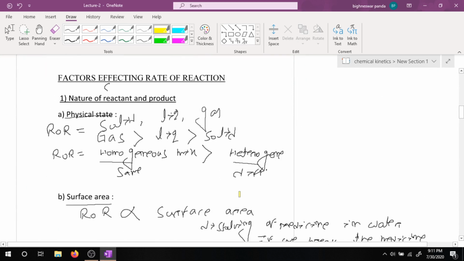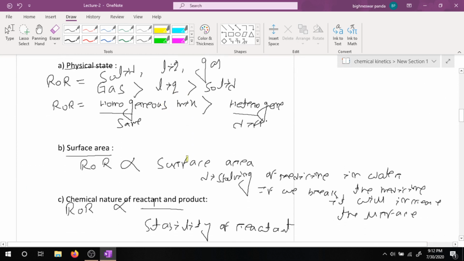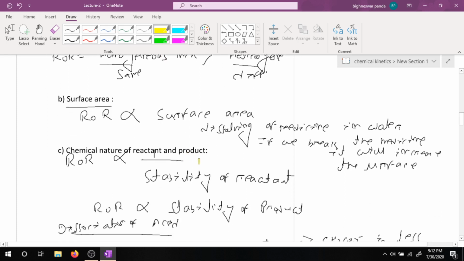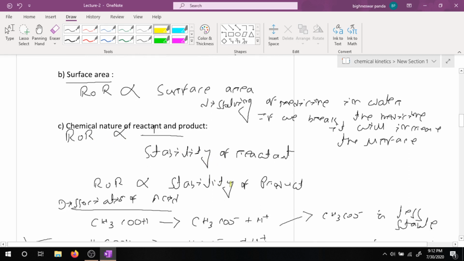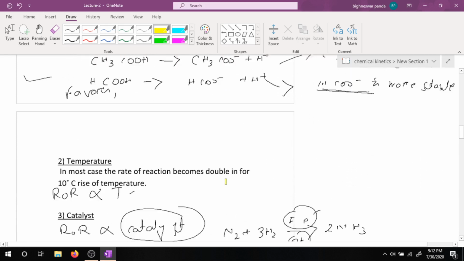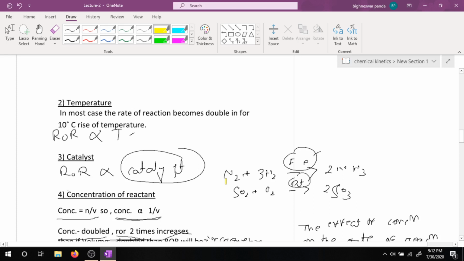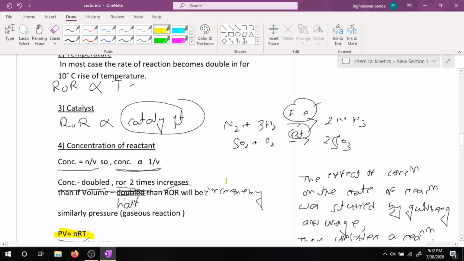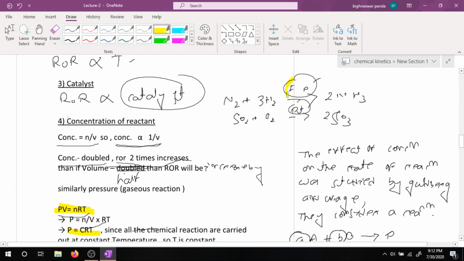So what are the factors? These are the factors affecting rate of reaction: nature of reactant, physical state, surface area, chemical nature of reactant and product. Simply remember, rate of reaction is inversely proportional to stability of the reactant and directly proportional to stability of the product. More is the stability of the reactant, less will be its reactivity. Simply consider this reaction, dissociation of acid. Temperature, rate of reaction is directly proportional to temperature, and catalyst, rate of reaction is directly proportional to catalyst. If you add catalyst, then it will increase the rate of reaction.